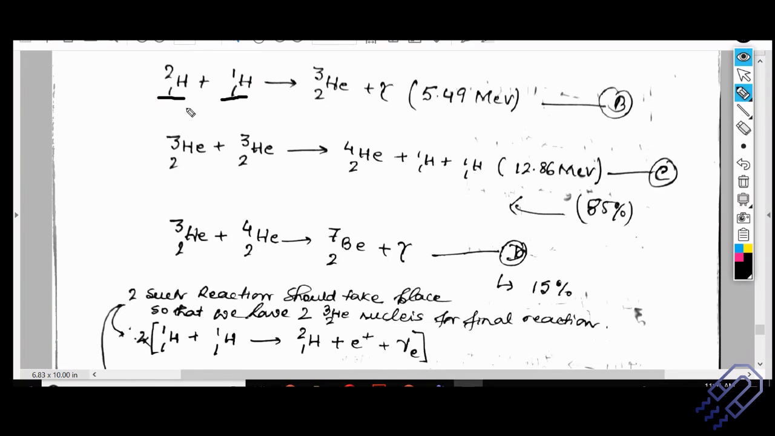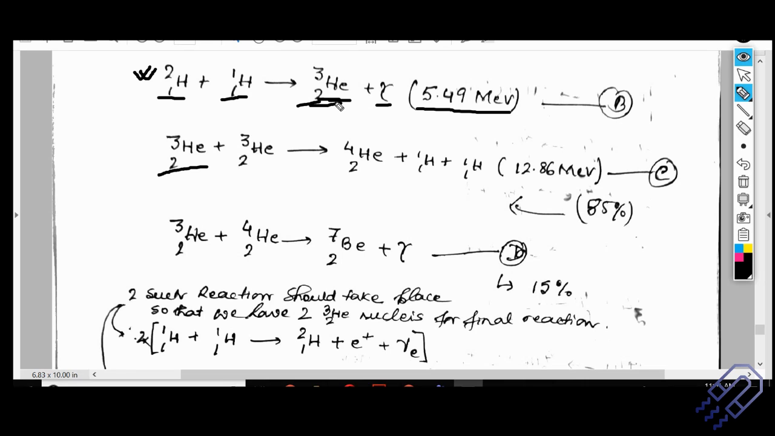So this 2H1 when it combines with 1H1 will give you, oh sorry, helium 3, okay, 3He2 plus gamma. So it'll give you some kind of radiation which will come out, and of course it also generates energy of 5.49 MeV. Okay, and all these reactions are happening simultaneously. So it is not that there is only one reaction happening. There will be a number of reactions happening.